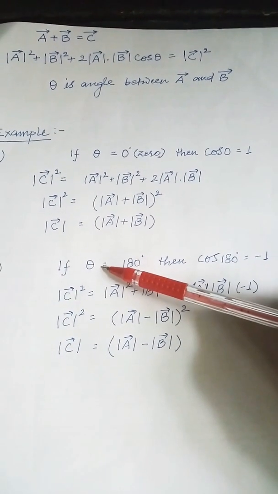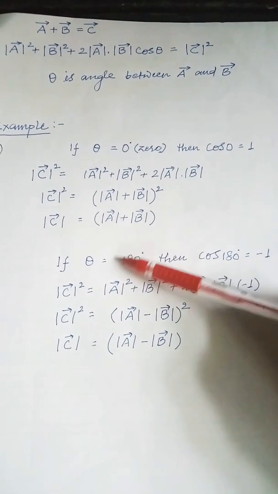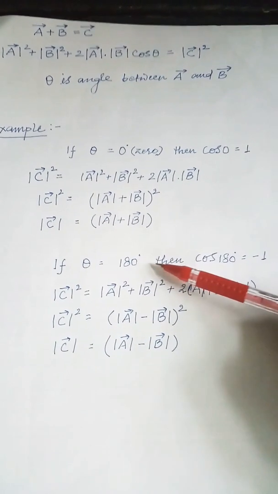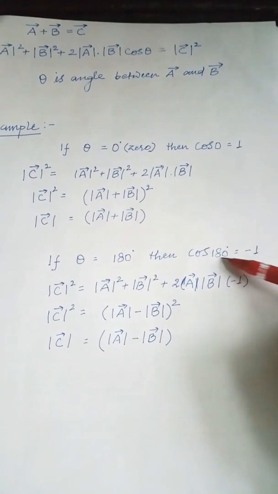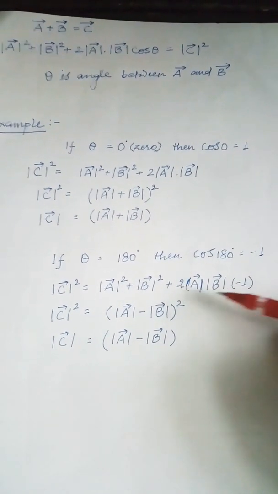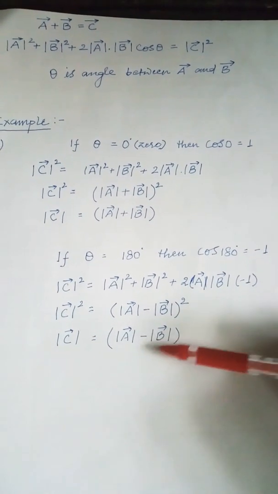Similarly, if A and B are acting in such a way that the angle between them is 180, that means they are acting just opposite to each other, then the mathematical explanation is cos 180 is minus 1. So a minus sign will come up over here because of this minus 1, and the entire expression will be A minus B.